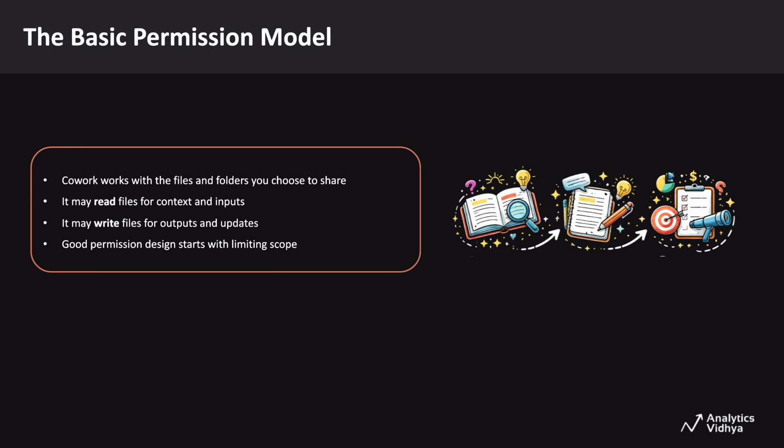At a basic level, Co-work only needs access to the files and folders relevant to the task. It may read files to gather input or context, and it may write files to save summaries, drafts, or updated outputs. So, a good permission model is not about giving maximum access. It is about giving just enough access for the work that needs to be done.